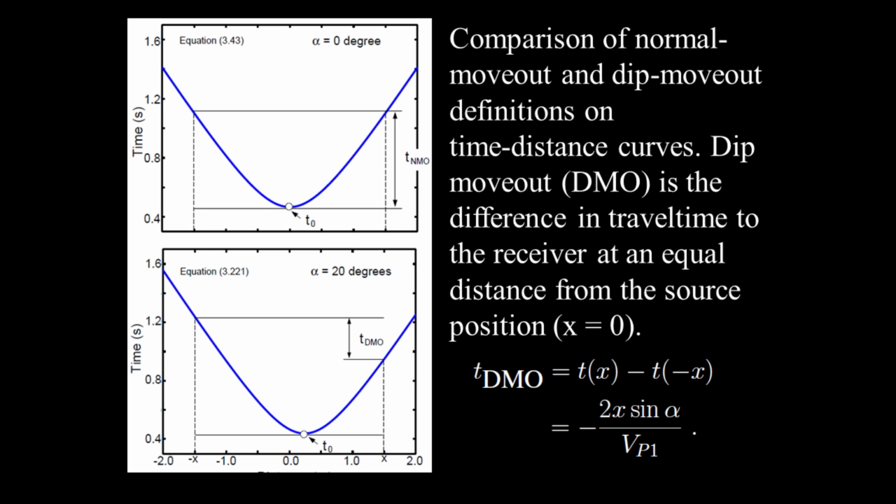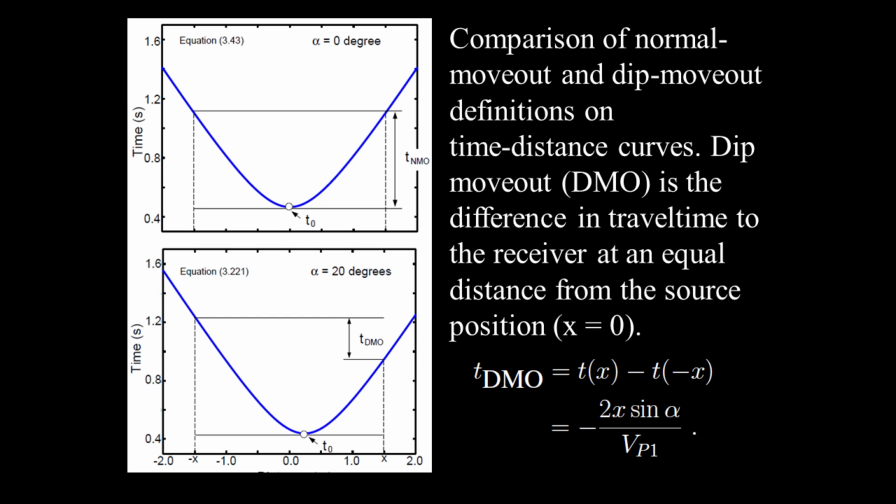Let's analyze the effect of dip. This figure shows the travel time curves for alpha equals 0 degrees and alpha equals 20 degrees. The travel time curve for the horizontal interface is symmetrical with respect to x equals 0. We can see that the minimum time on this hyperbola is no longer at x equals 0 for the dipping case.